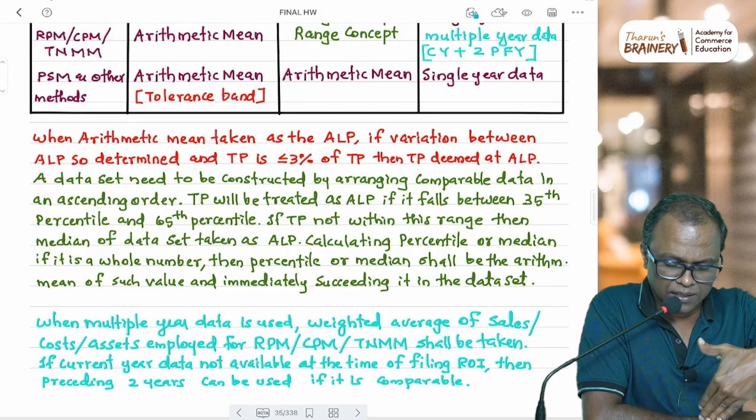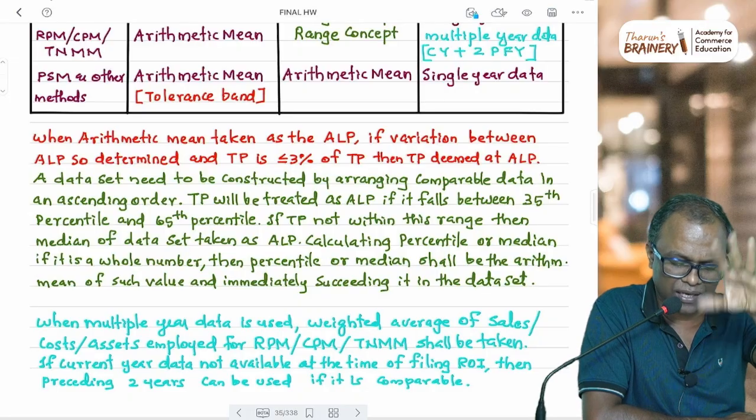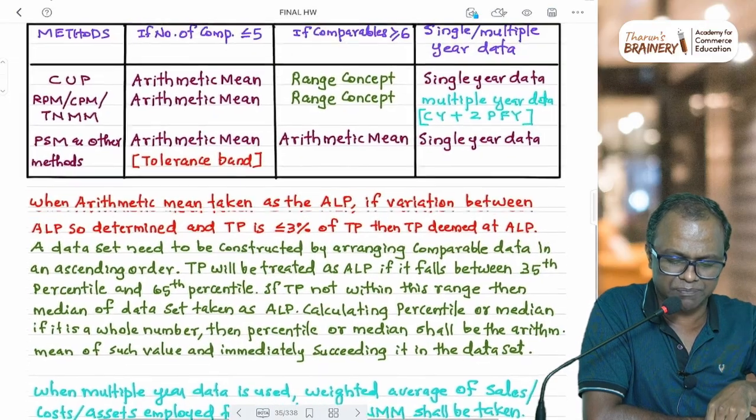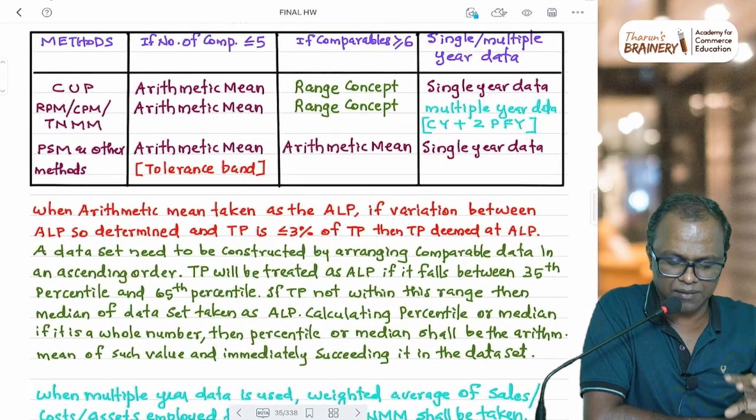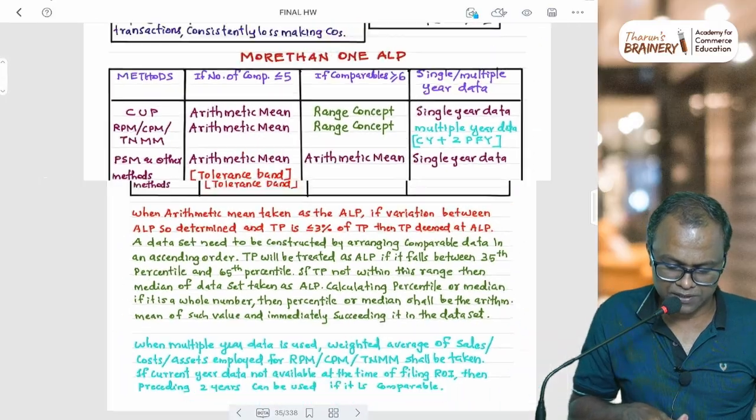So I am leaving this because we have limited time, and usually they are not asking in depth from this. But you should keep this 3% in mind. They may ask a multiple choice question, and this range concept also they may ask, this percentile and all those things.